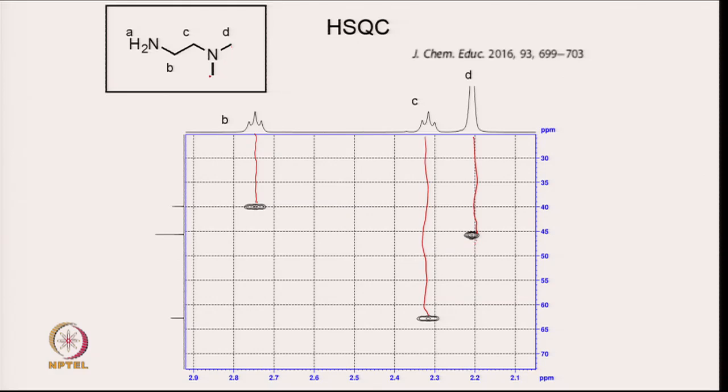So the carbon chemical shift of D carbon is 45 ppm, and carbon chemical shift for C carbon is around 62.5, whereas carbon chemical shift of B carbon is 40 ppm. So this is the way you can assign all the peaks.